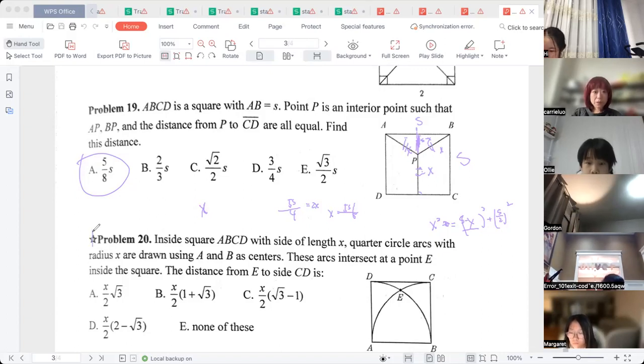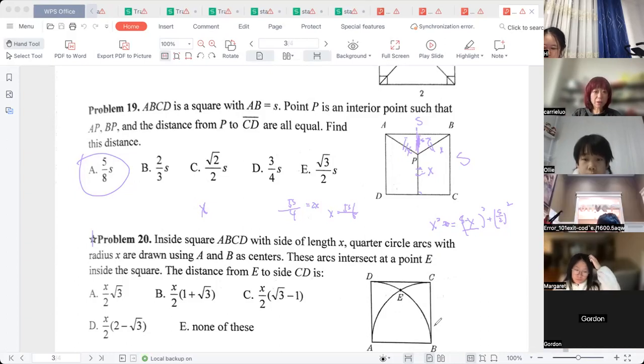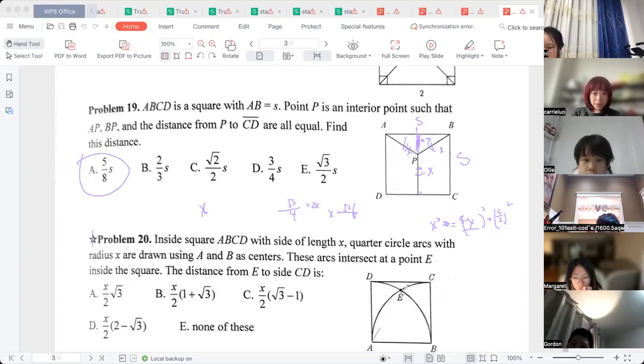Okay, so problem 20. Inside the square ABCD with side length X, quarter circle arcs with radius X are drawn using A and B as the centers. These arcs intersect at a point E inside the square. So the distance from E to the side CD is what? Okay, so this question is a little bit different from the other one because they have the circles inscribed in it. But I want you to connect AE.